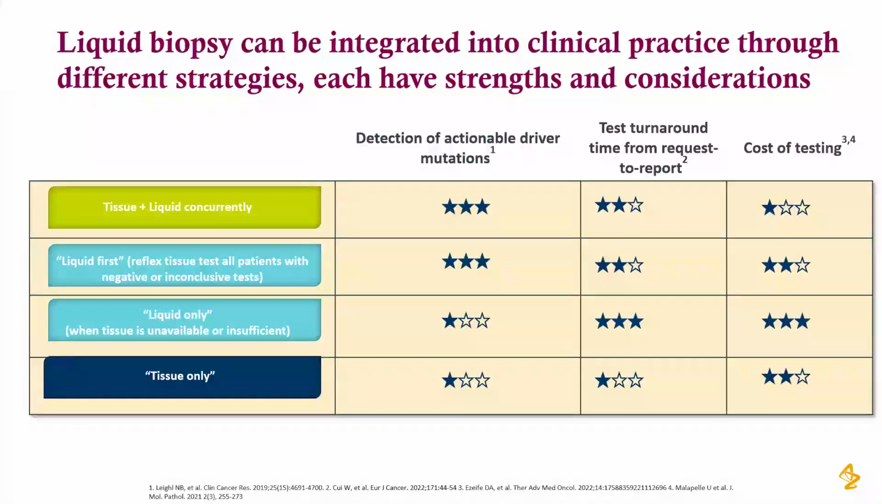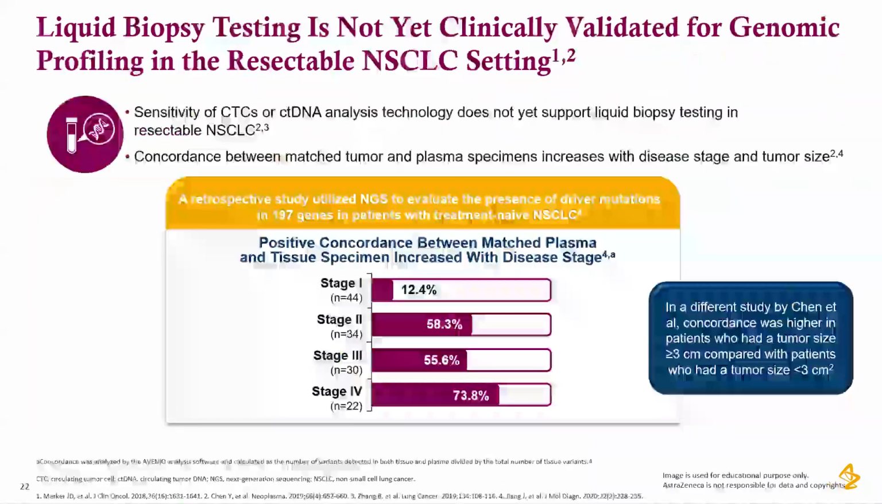So this is the same thing. We can present both tissue plus liquid concurrently, or tissue only, or liquid only, based upon variables such as how many actionable driver mutations we can detect, turnaround time, and cost of the testing. The other disadvantage with liquid biopsy is that the cost of testing is somewhat higher. Next slide, please.